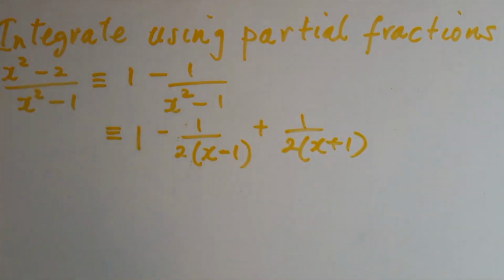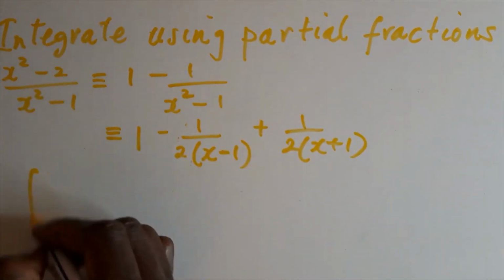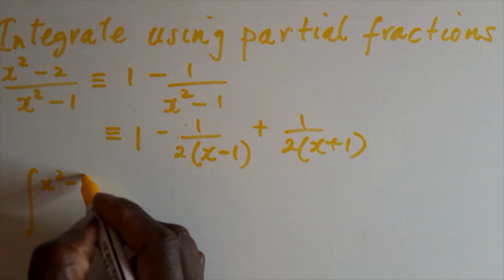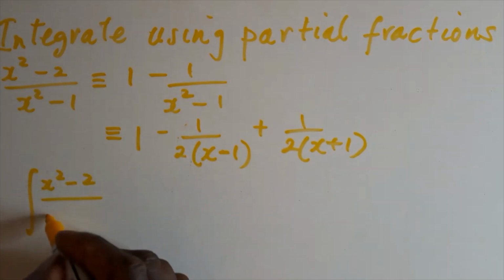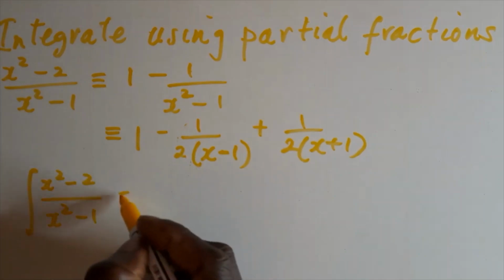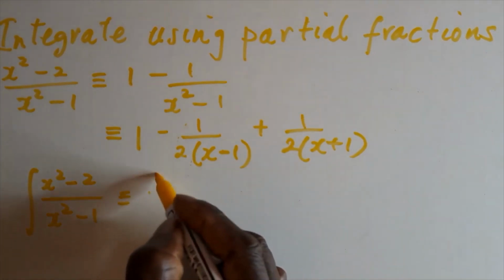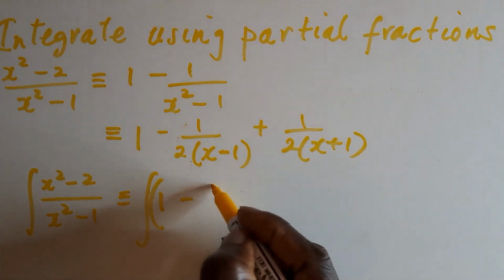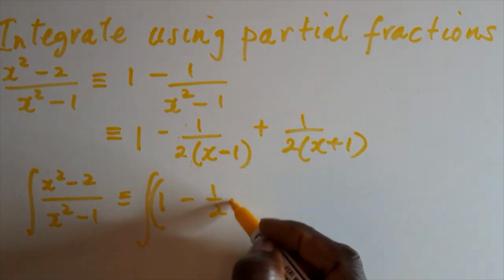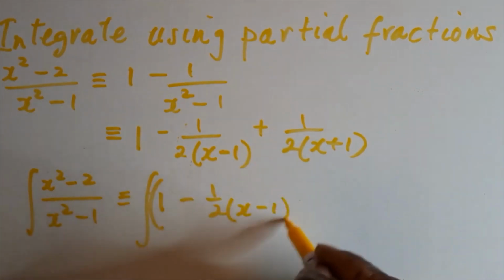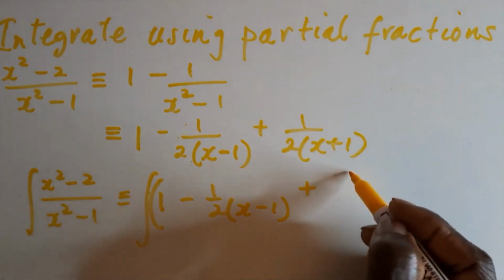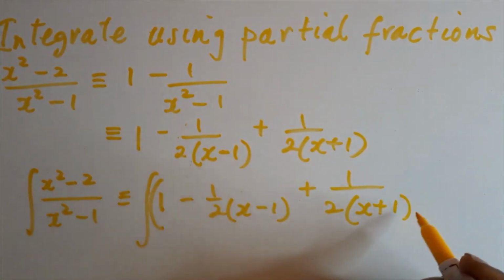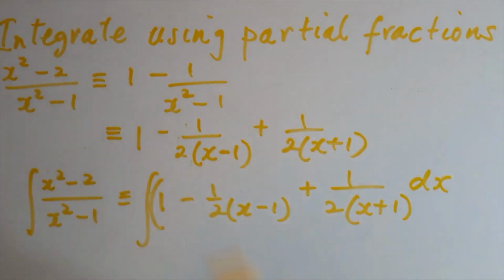And now we can integrate our original expression. So we have x squared minus 2 over x squared minus 1 now is equivalent to the integral of 1 minus a half brackets x minus 1 added to 1 over 2 into x add 1 dx.